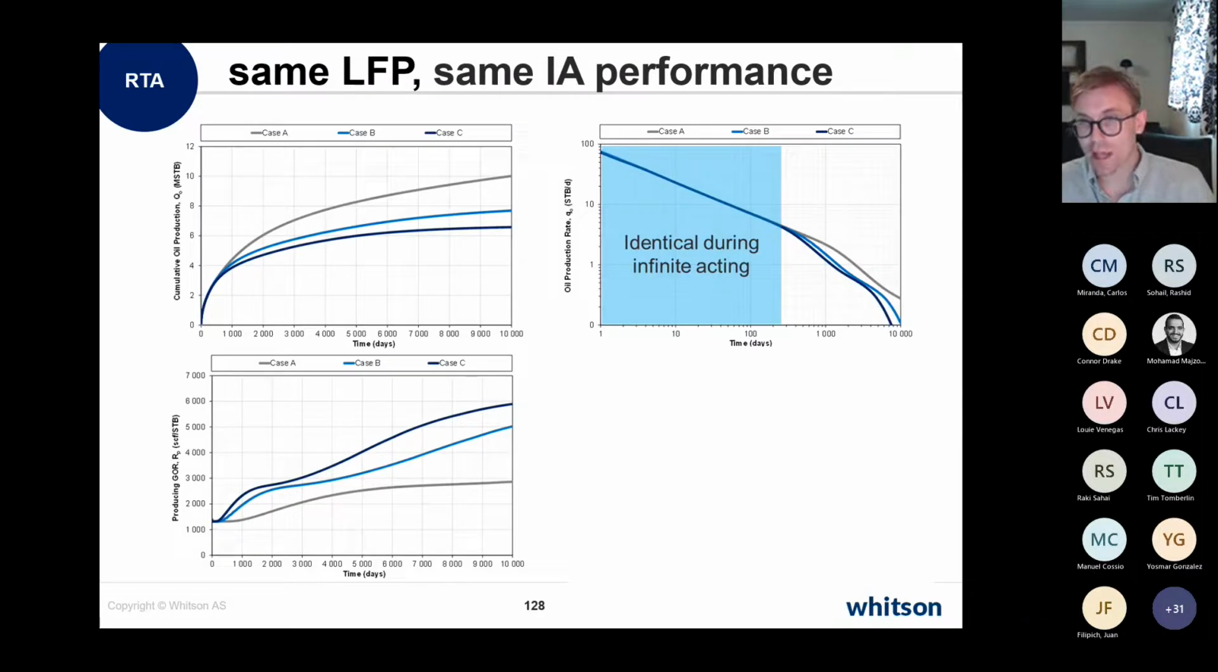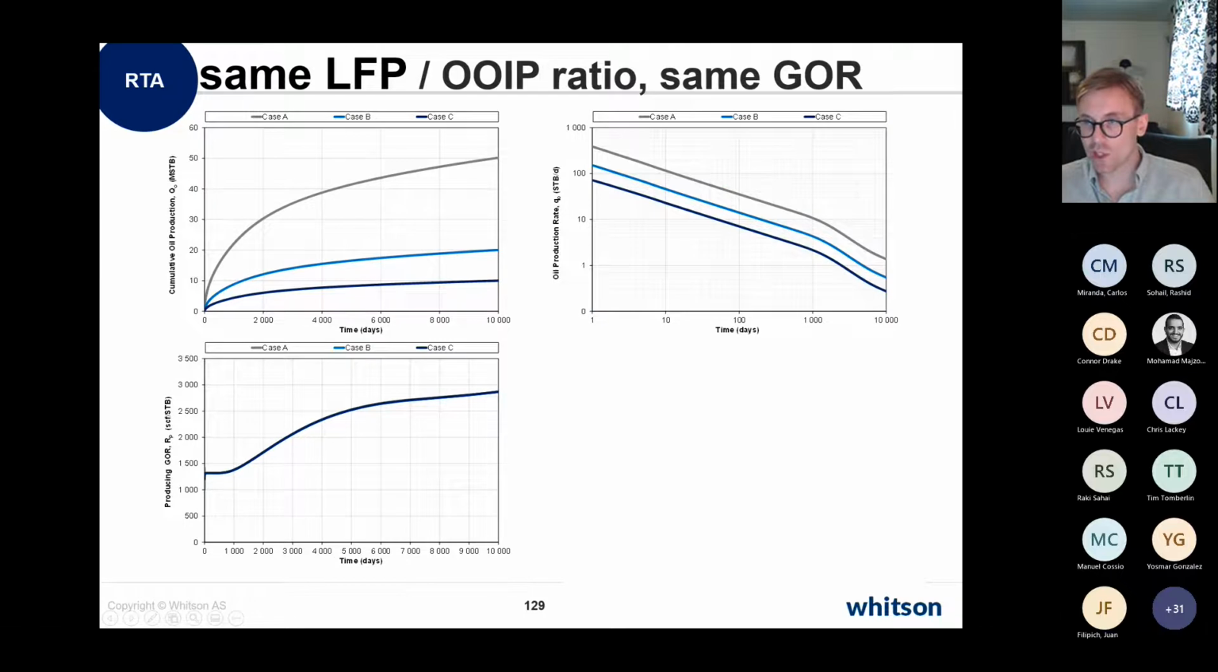So here we have the same LFP, but the oil in place is different. Cases A, B, and C. Case A has the largest oil in place, case B has the medium oil in place, and case C has the lowest oil in place. And we see that has an impact on the EURs. So this is an example where the LFP is the same but the oil in place is different, and that is what dictates the difference in EUR. If the ratio is the same, the GOR is the same, and the water cuts are the same. So all the relative rates are the same for all times, both infinite acting and boundary dominated.